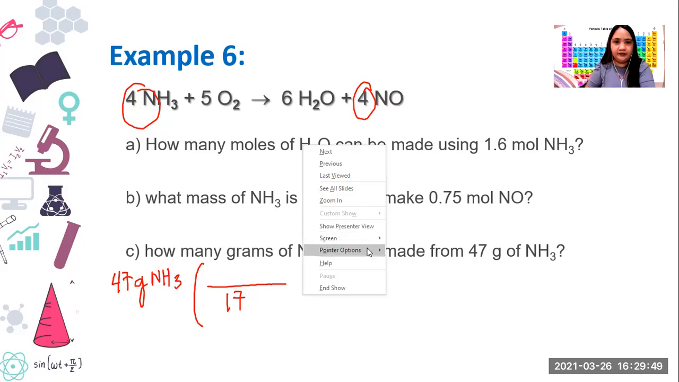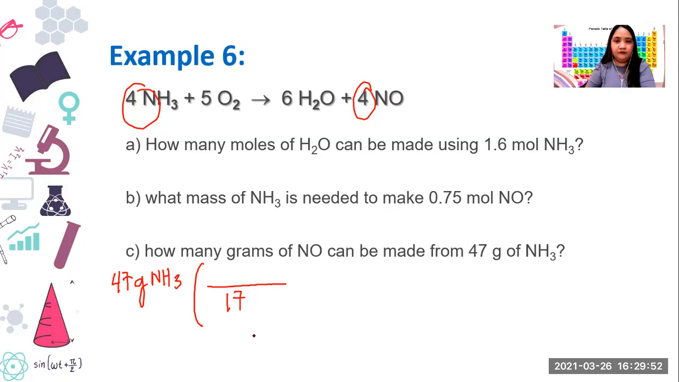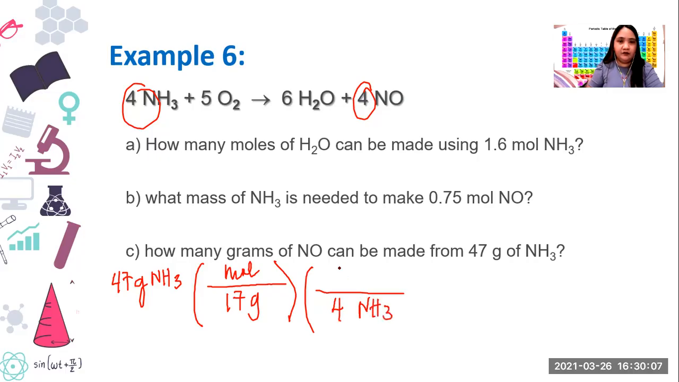Let's get my pen tool. Okay, so it's 17 grams per mole. There you go. And then that's NH3, right? So for every mole, you have 4 moles of NH3 and then 4 moles of NO. So that's it. Let's compute that. It's 47, or I'm sorry, divided by 17. Our answer is 2.76 grams. Okay.